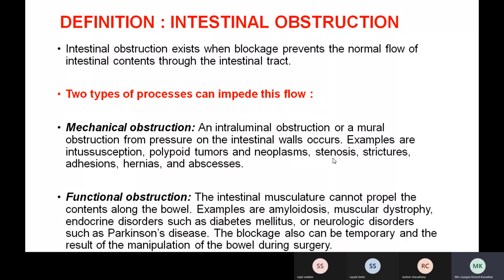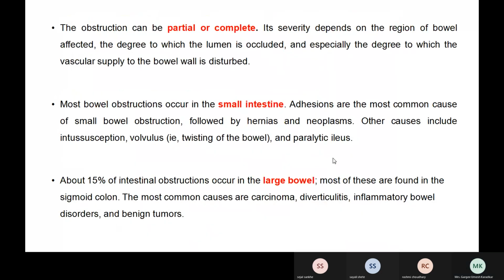So for example, in which cases can it be seen? It can be seen in patients who are suffering from amyloidosis, muscular dystrophy, endocrine disorders like diabetes mellitus, and neurologic disorders like Parkinson's disease. Okay, so this blockage can also be temporary, as a result of the manipulation of the bowel during surgery. So remember, intestinal obstruction has two types of processes: one is mechanical obstruction and the other is functional obstruction.